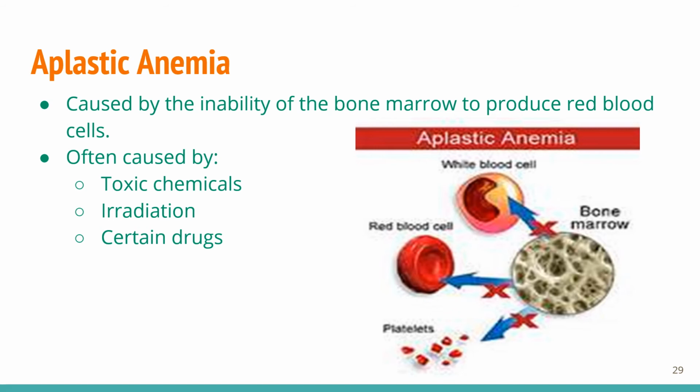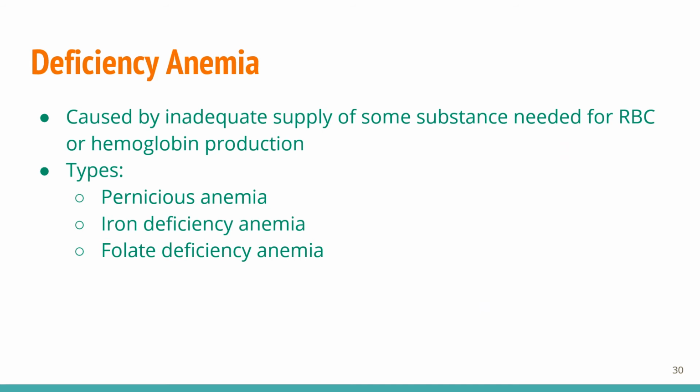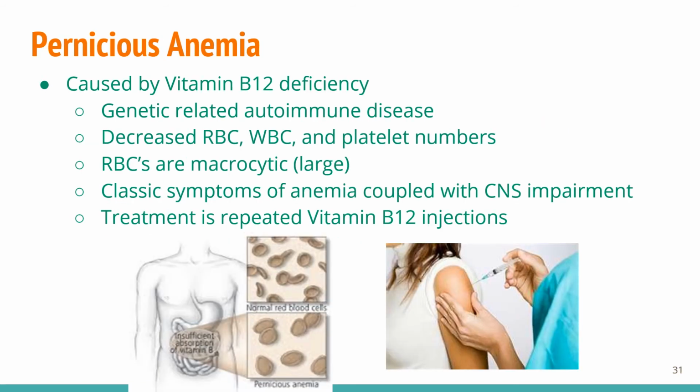All right, deficiency anemia, caused by an inadequate supply of some substance that's needed for red blood cell or hemoglobin production. This is almost like another category with subcategories: pernicious anemia, iron deficiency anemia, and folate deficiency anemia. Obviously you're deficient in something and not able to produce red blood cells or hemoglobin. Pernicious anemia can be caused by a vitamin B12 deficiency.